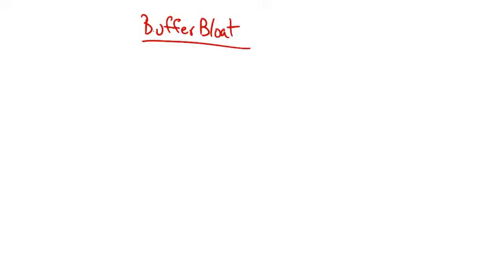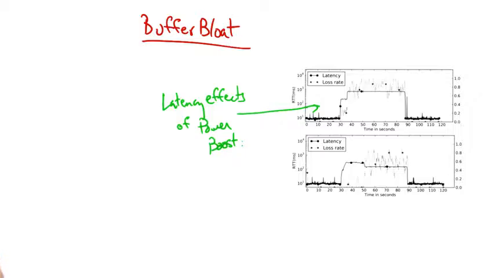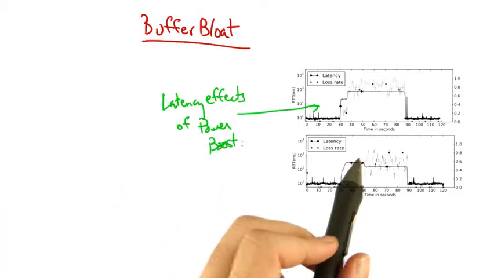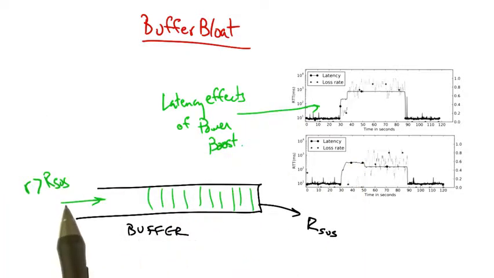In this lesson, we will talk just briefly about buffer bloat. We saw an example of buffer bloat in the last lesson where we explored the latency effects of power boost. In the example that we explored, the sender could send at a rate r that was bigger than the sustained rate r without seeing packet loss.